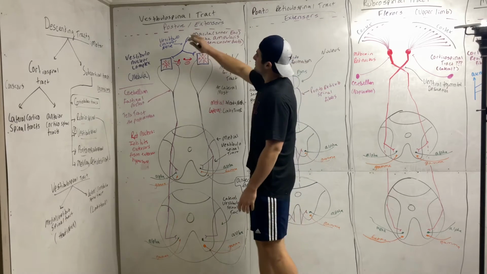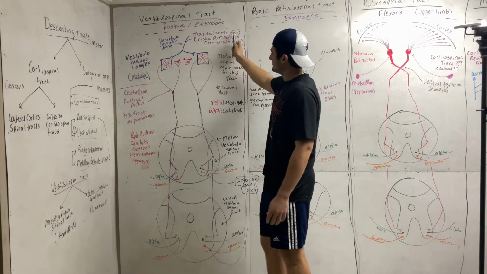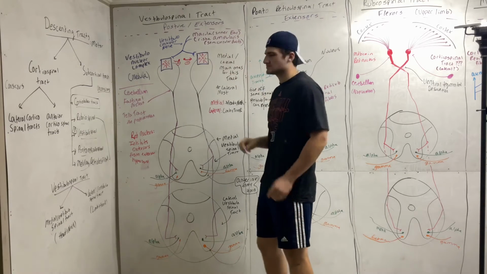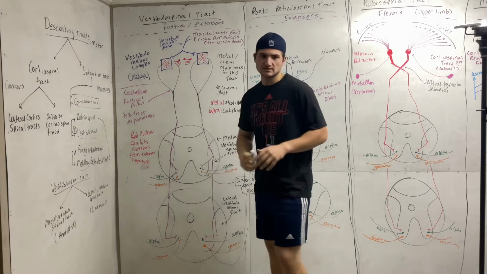So let's start. If you look up here, I have two different regions, right? I have the inner ear and the crista ampullaris. Okay, what does that even mean?